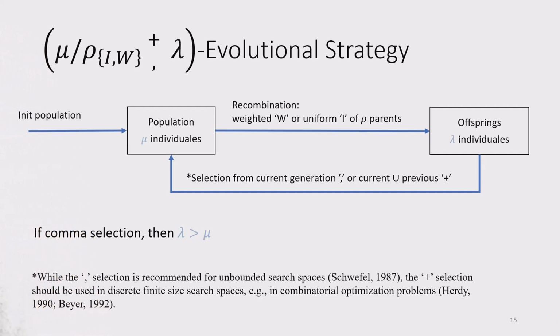Some intuition as to how to set this, specifically the comma versus plus selection. This is from some old papers saying that while the comma selection is recommended for unbounded search spaces, the plus selection should be used in discrete finite size search spaces, for instance in combinatorial optimization problems. So this is just a general rule of thumb. For the other values, I guess it requires some hyperparameter tuning and trial and error.